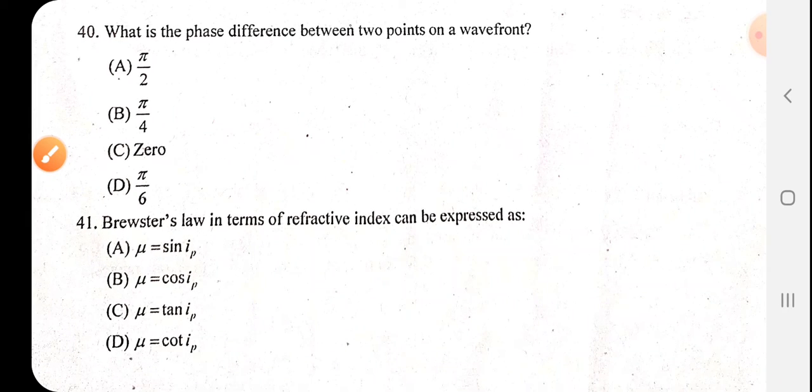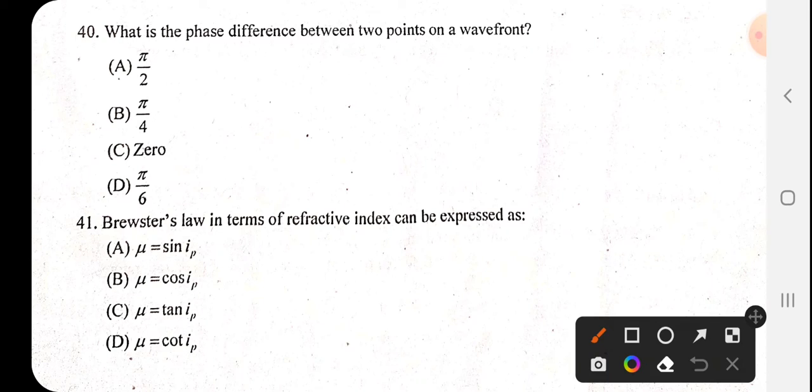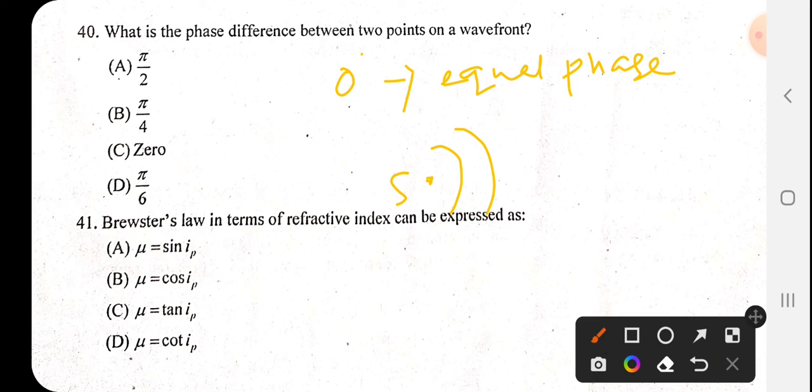Next, what is the phase difference between two points on a wave front? The phase difference between two points on a wave front is always 0 degree. That means they are in equal phase with each other. A source of light releases a wave front, and this is the locus of the points where the phase difference between two points is 0, or they have the same phase. So option C will be the correct answer.